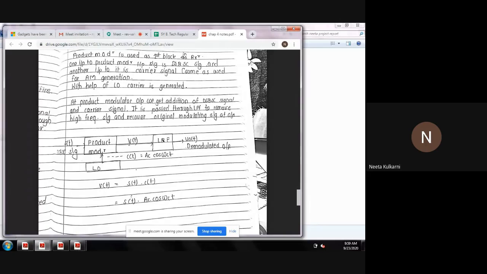Output of product modulator is V of T. V of T will be given as S of T multiplied by C of T. V of T is equal to S of T multiplied by C of T, and then that is passed through the low pass filter. या low pass filter ची frequency आपण adjust करतो as per our modulating signal's frequency, and then we are able to get the demodulated signal at the output.